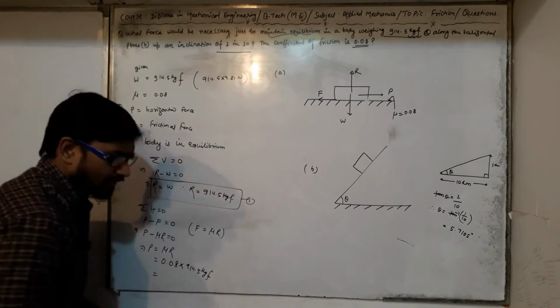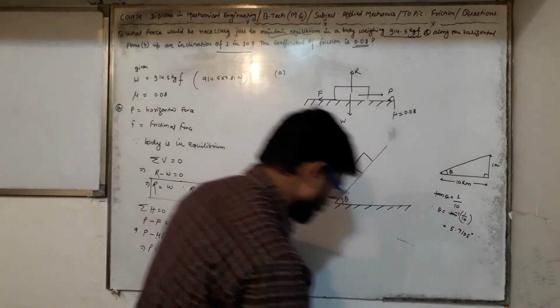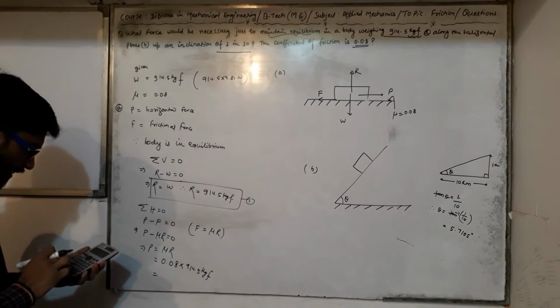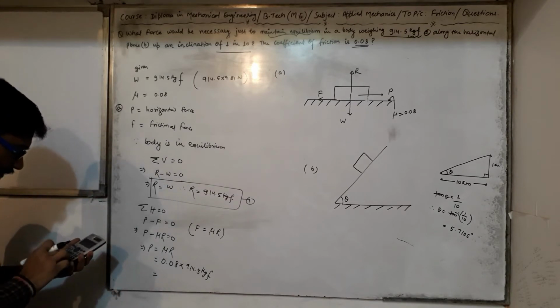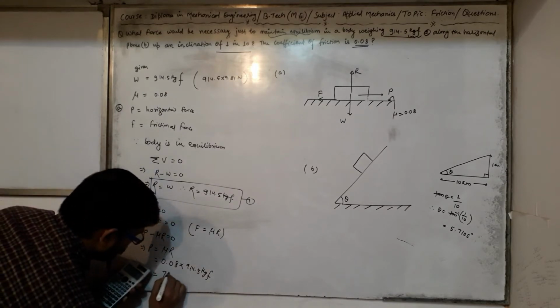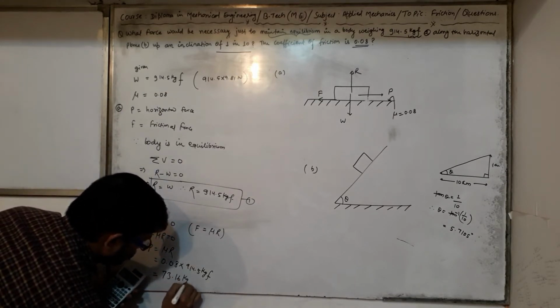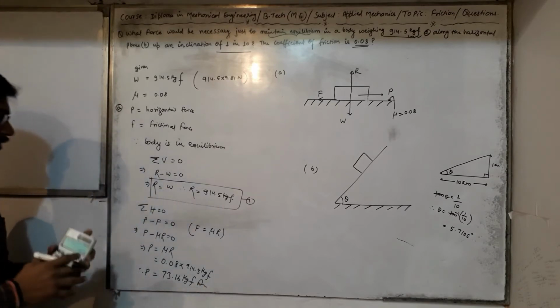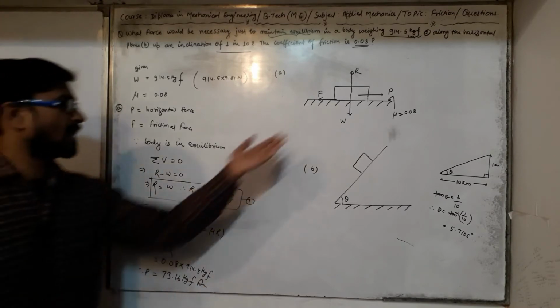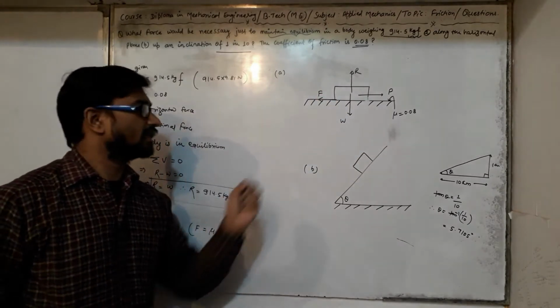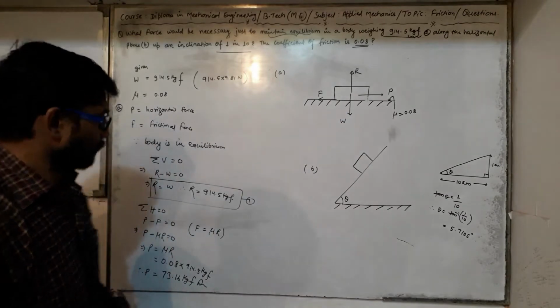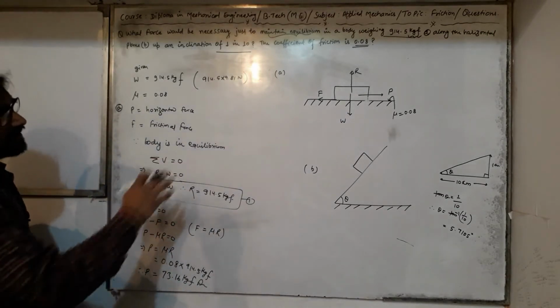If I calculate 0.08 multiplied by 914.5, I get 73.16, and the unit would be kgf. Therefore P is this much. So if this much force is applied horizontally, then the body is in equilibrium and the body is about to move. So this was the first case.